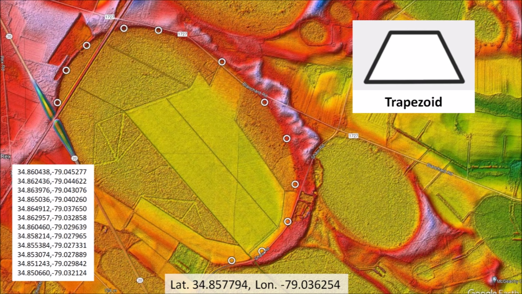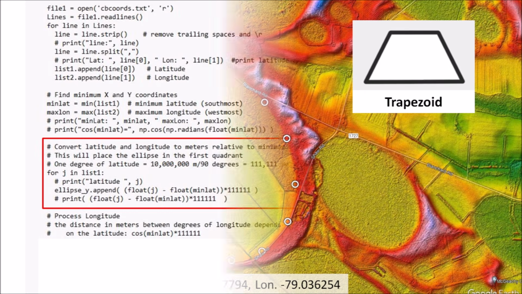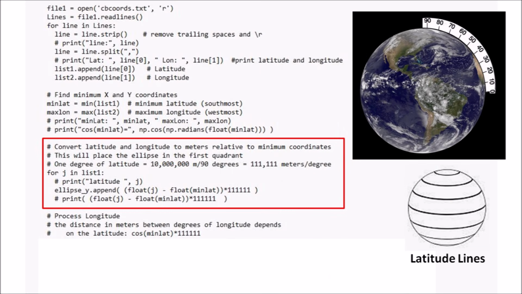We have a similar problem when measuring distances based on coordinates for the Carolina Bays. These flat maps are similar to trapezoids, and the distances vary depending on the latitude. The distance from the North Pole to the equator is 10 million meters, and this is 90 degrees of a circle. 1 degree of latitude corresponds to 111,111 meters. The latitude lines are evenly spaced from north to south.